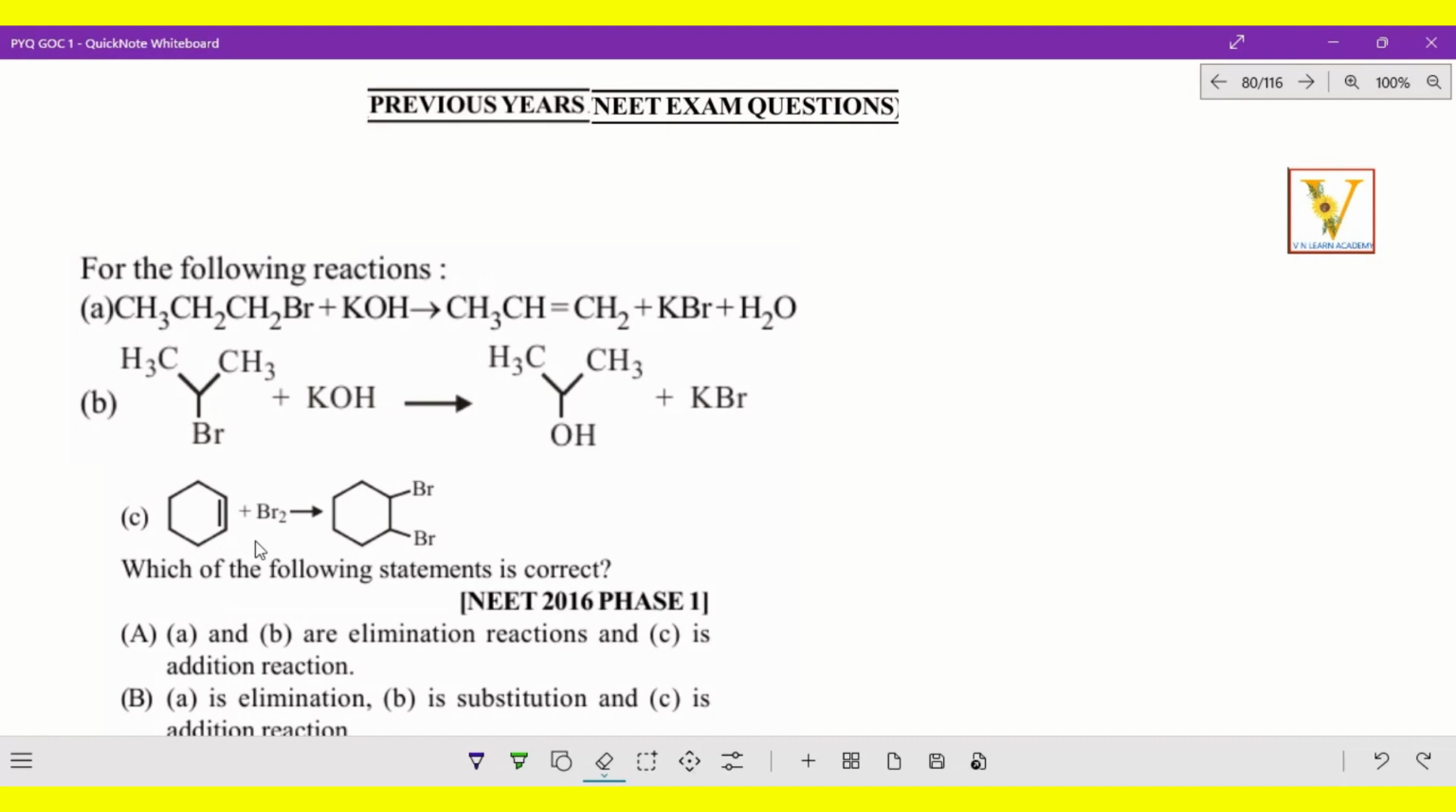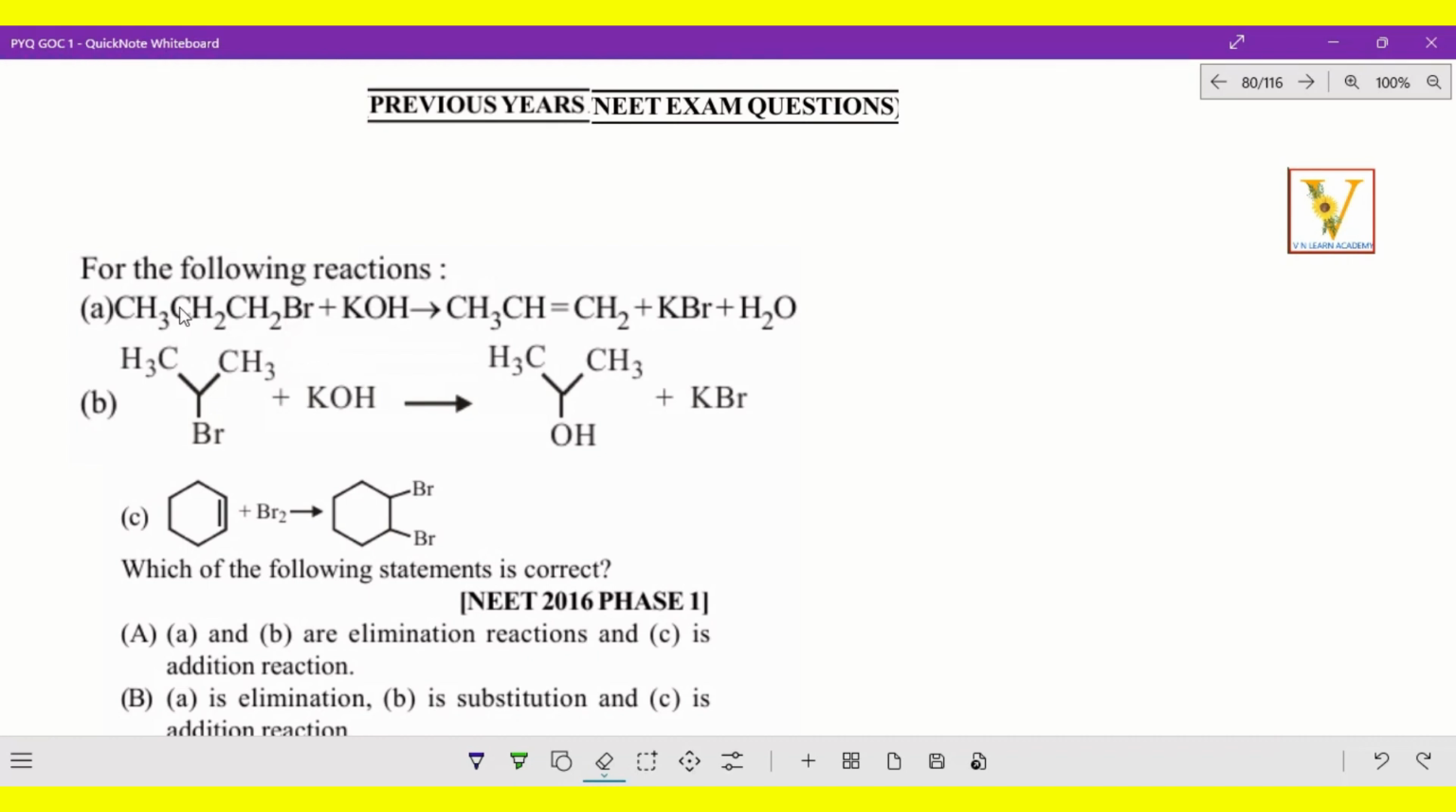Now, which is the correct statement they are asking? That means here in A, B, and C, what type of reaction does each belong to: whether an elimination reaction, a substitution reaction, or an addition reaction. We have to recognize this kind of reaction. Let us discuss the first one.